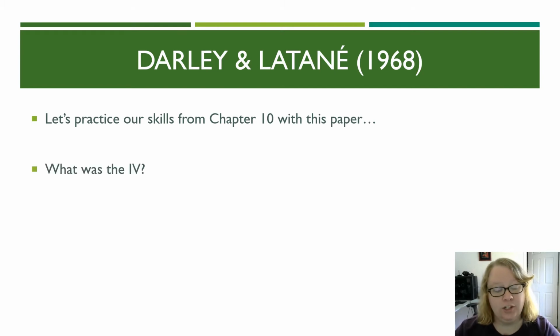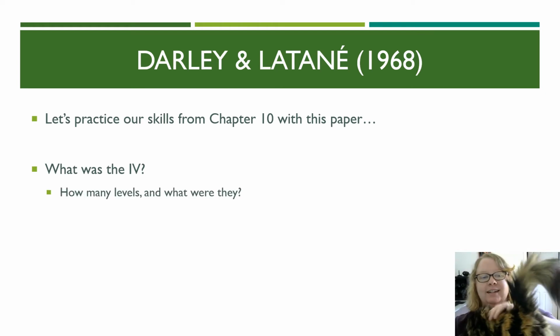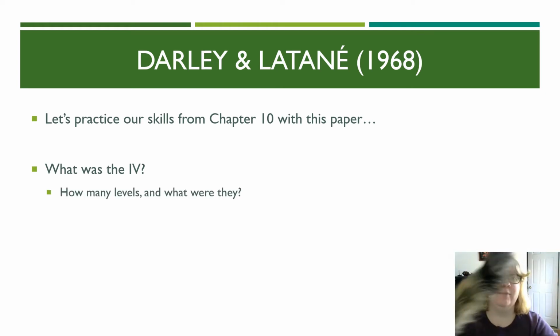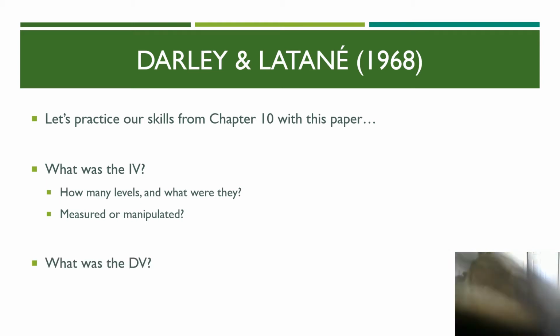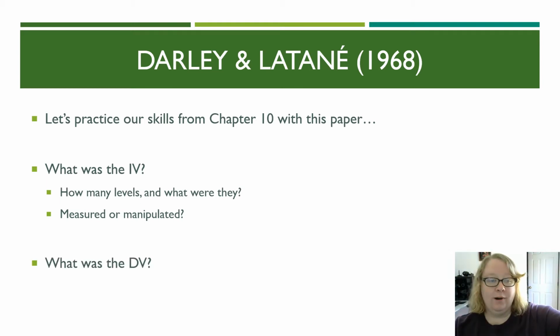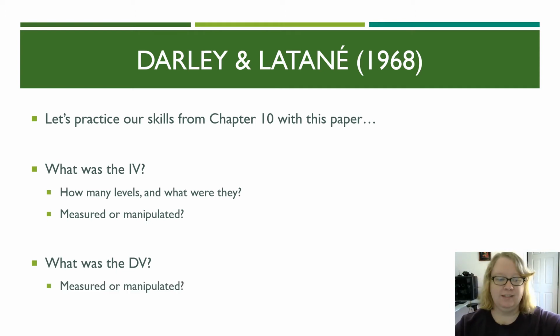All right, so here's the first question. What was the IV in this study? Here's my cat. She says hello. The second question related to this is how many levels were there of the independent variable and what were they? And then was the independent variable measured or manipulated? All right, there's my cat again. And then what was the DV, the dependent variable in this study? And then was it measured or manipulated? All right, so take a minute, pause the video, answer the questions, and then come back and hear the answers.